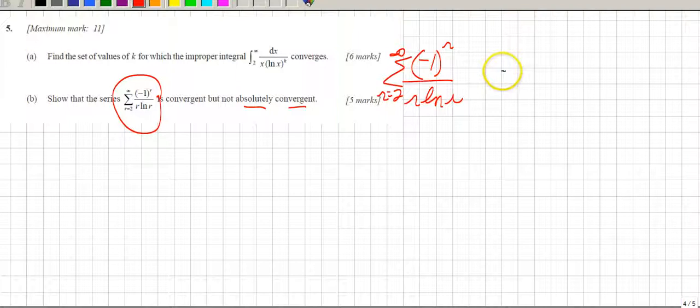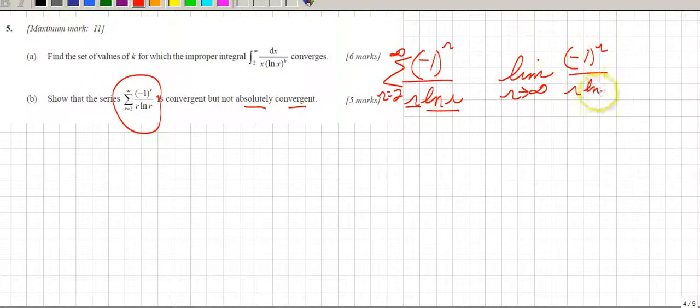Well, if you think about this, in the denominator, r times ln r, both r and ln r are getting larger and larger. Therefore, the limit as r goes to infinity of (-1)^r over r ln r is equal to 0. Therefore, it converges. Okay, so the original series as written converges.